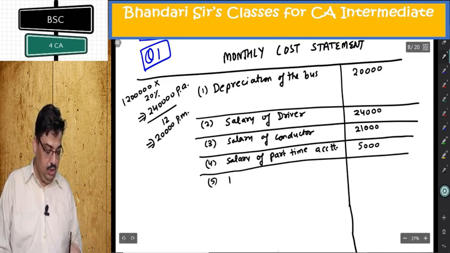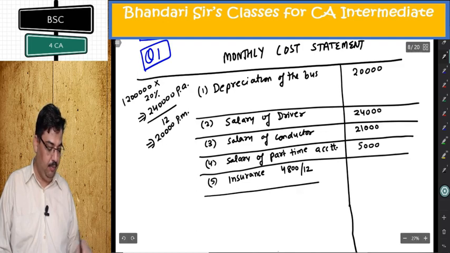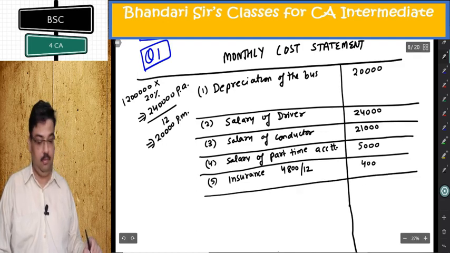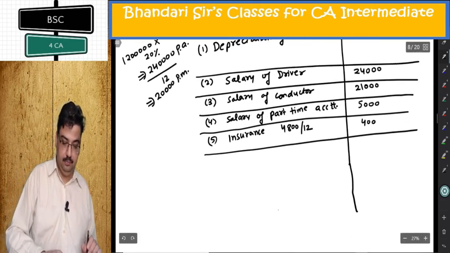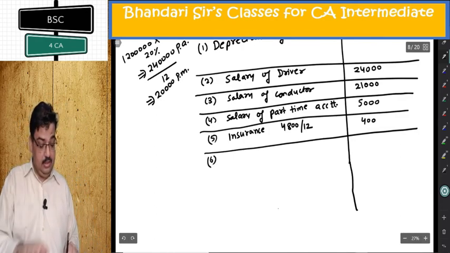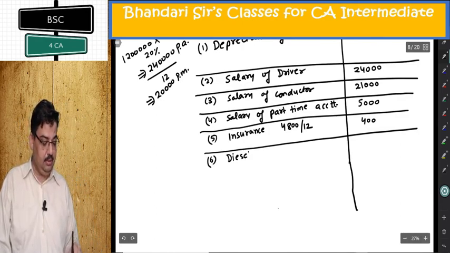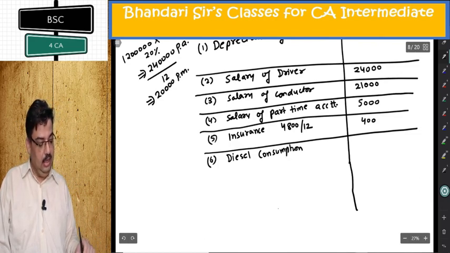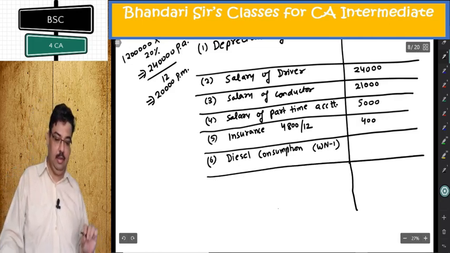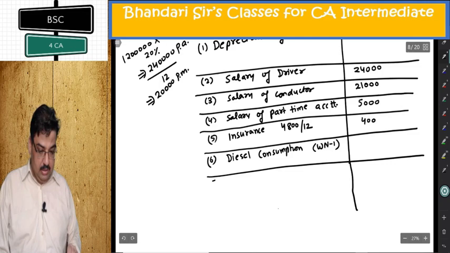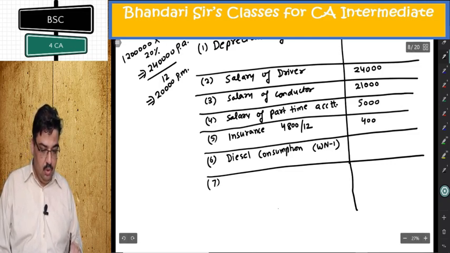Number 5, insurance. It is given 4,800 per annum, divide by 12. I'll get only 400 here. Now diesel consumption surely needs a working note. I leave it here. I'll make it separately later on in working note 1. Then I'll put here number 7, road tax.